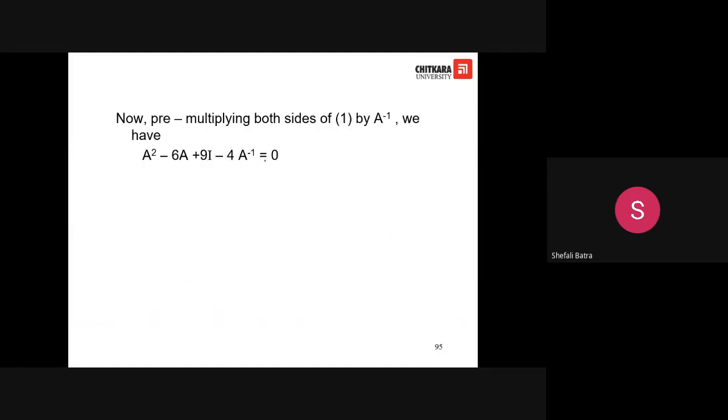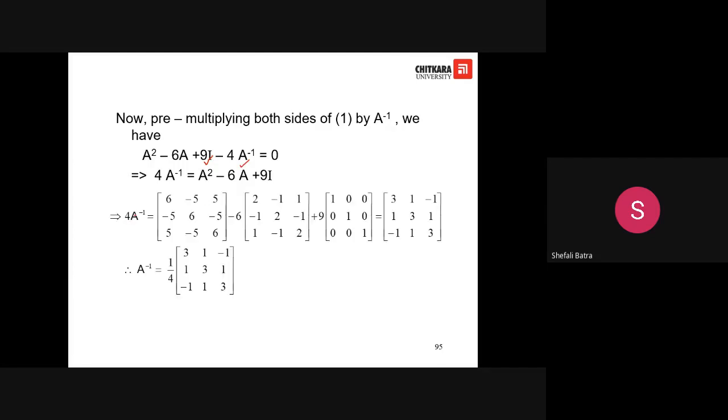And from here, I can get the value of A inverse. So you'll write 4A inverse is equal to A square minus 6A plus 9 times the identity matrix. And after that, we do have the value of A square as well as A. So we will be putting here 4A inverse equals A square minus 6A plus 9I, and after simplification we get this. And finally, A inverse is equal to 1 by 4 times the matrix 3, 1, minus 1, 1, 3, 1, minus 1, 1, 3. Right? I think all values will be correct. If you are getting any discrepancy, then kindly let me know.